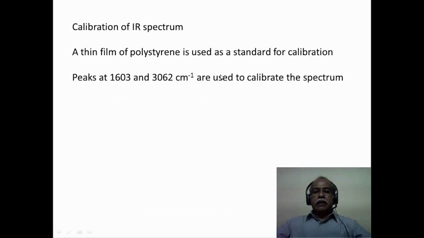In order to calibrate the infrared spectrum, a thin film of polystyrene is generally used. This is a standard sample, and the calibration peaks are at 1602, which is because of the C double bond C stretching frequency of polystyrene, and the CH stretching frequency of polystyrene, which occurs at 3062. These two peaks are used to calibrate the infrared spectrum.